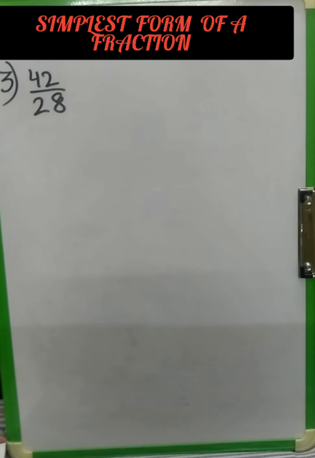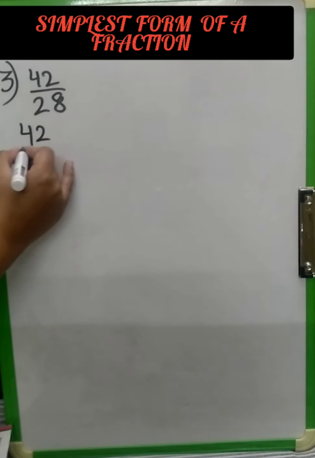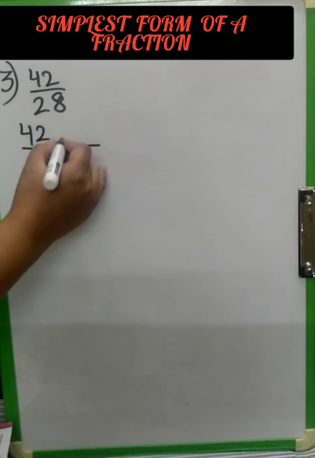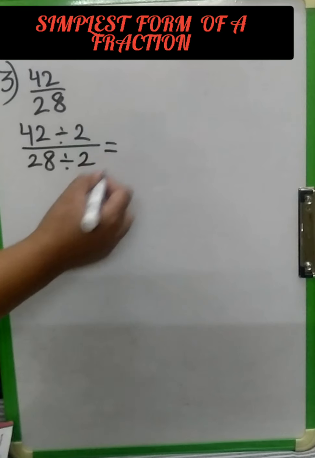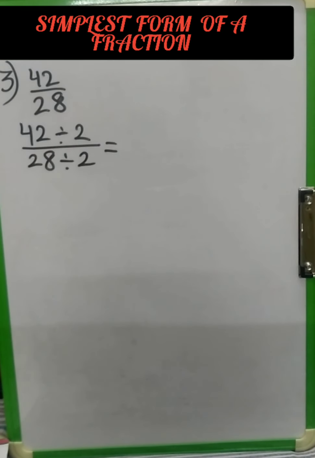Now the next example is 42 upon 28. Again, to find the simplest form, I have to find equivalent fractions by dividing by a common factor of both numerator and denominator. So what comes to your mind? The first common factor coming to my mind is 2, so I can divide it by 2. If you can think of any other common factor bigger than 2, you can divide by that common factor also.